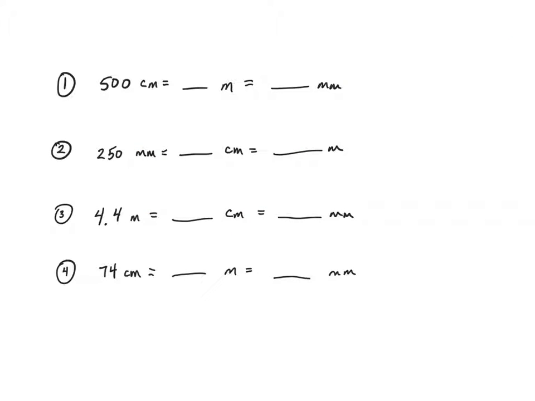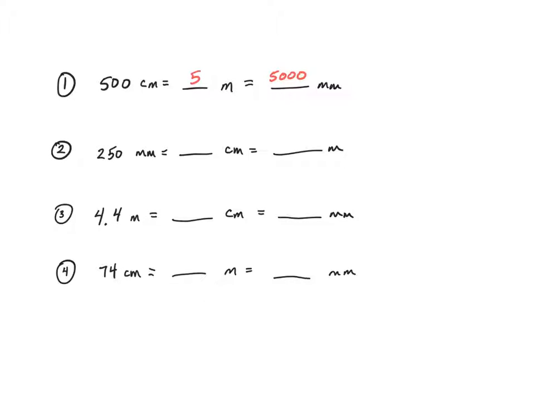Let's look at some examples of conversion problems. Problem number 1 says 500 centimeters is how many meters, and is how many millimeters. Well, it takes 100 centimeters to make 1 meter. So we have 500 centimeters, so we can clearly make more than 1 meter. We can just take 500 and divide it by 100. That gives us 5 meters. Inside every centimeter is 10 millimeters. So I have 500 groups of 10, which is 500 times 10, which is 5,000 millimeters.